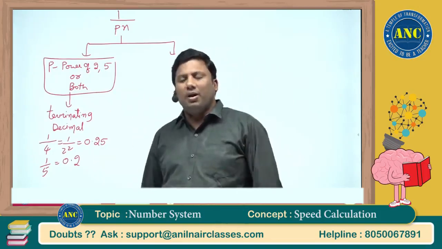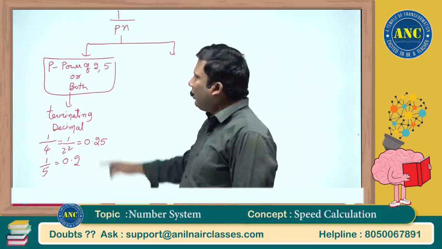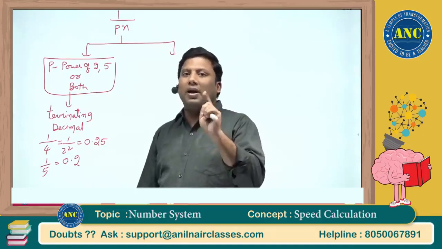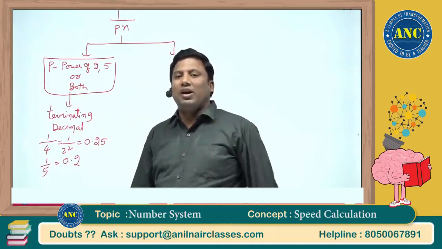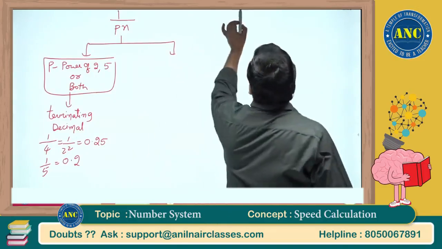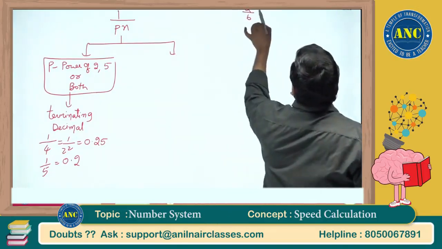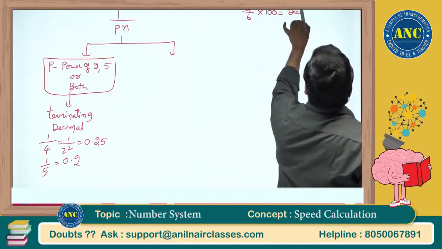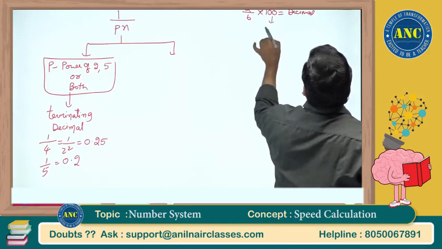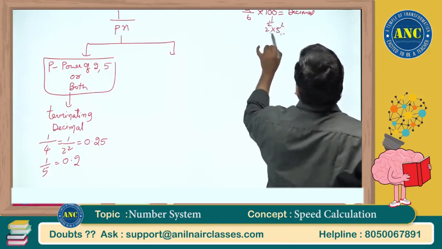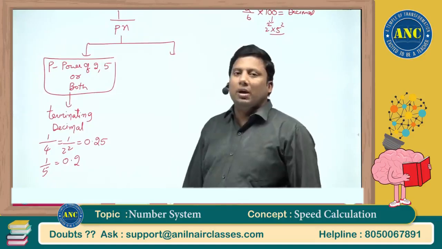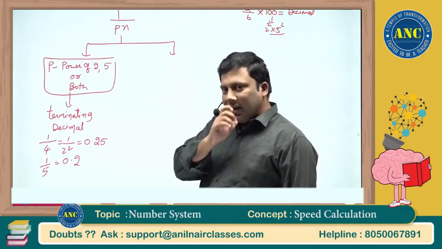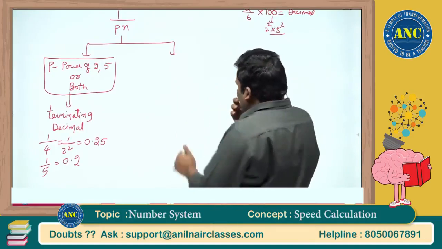Then another question will come. Sir, why should it be only a power of 2 and 5? For a fraction to convert into a decimal, I need to multiply by 100. What are the prime bases for 100? Suppose A by B. In decimal, we have to multiply by 100. Am I right? 100, what are the prime bases? 2 and 5. That is the reason P should be a power of 2, 5 or both. Then it will be a terminating decimal.